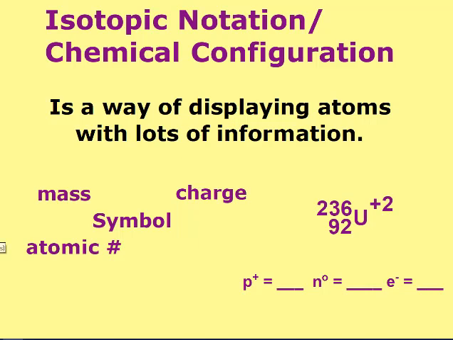So another way of displaying what element you have with lots of different information is isotopic notation or chemical configuration. In chemical configuration, you have the mass on top, atomic number on bottom, the symbol, and then your charge in the upper right, if you have one. If you don't have a charge, you'll just be left blank.